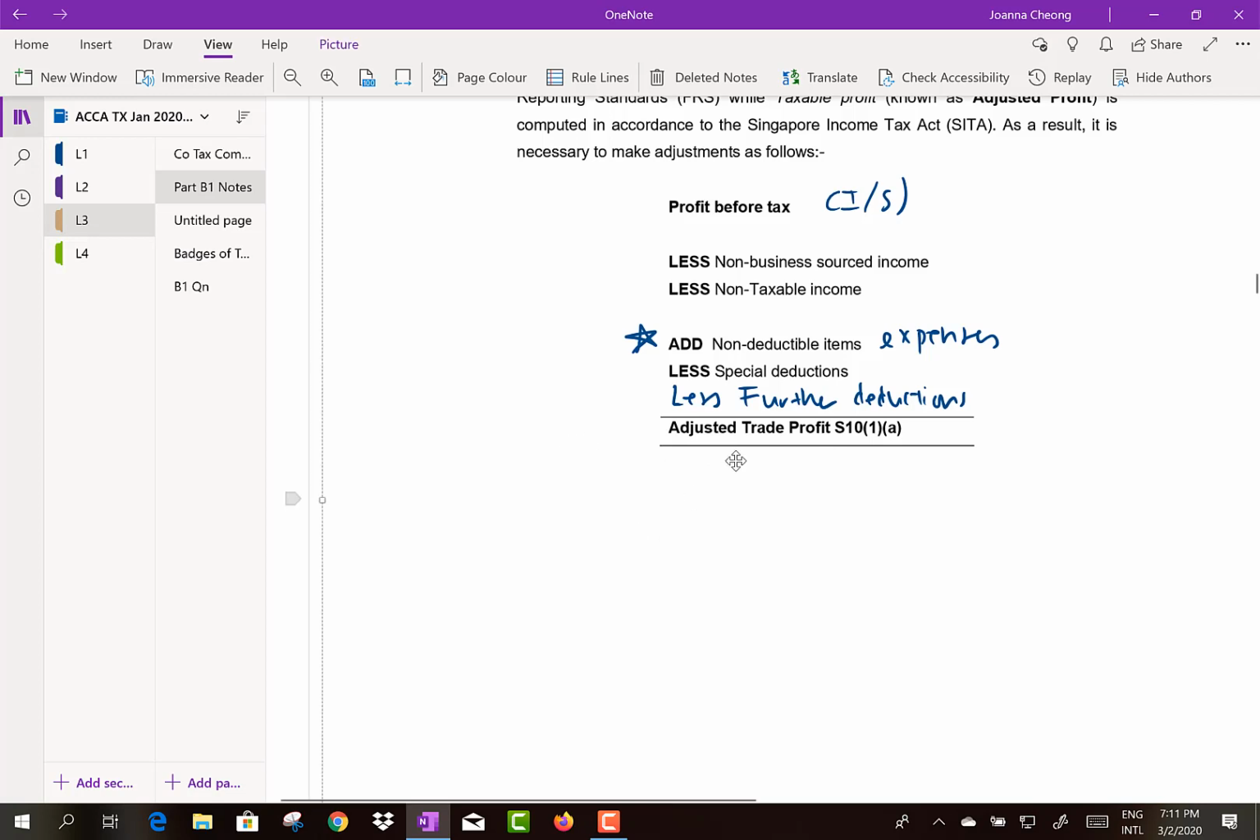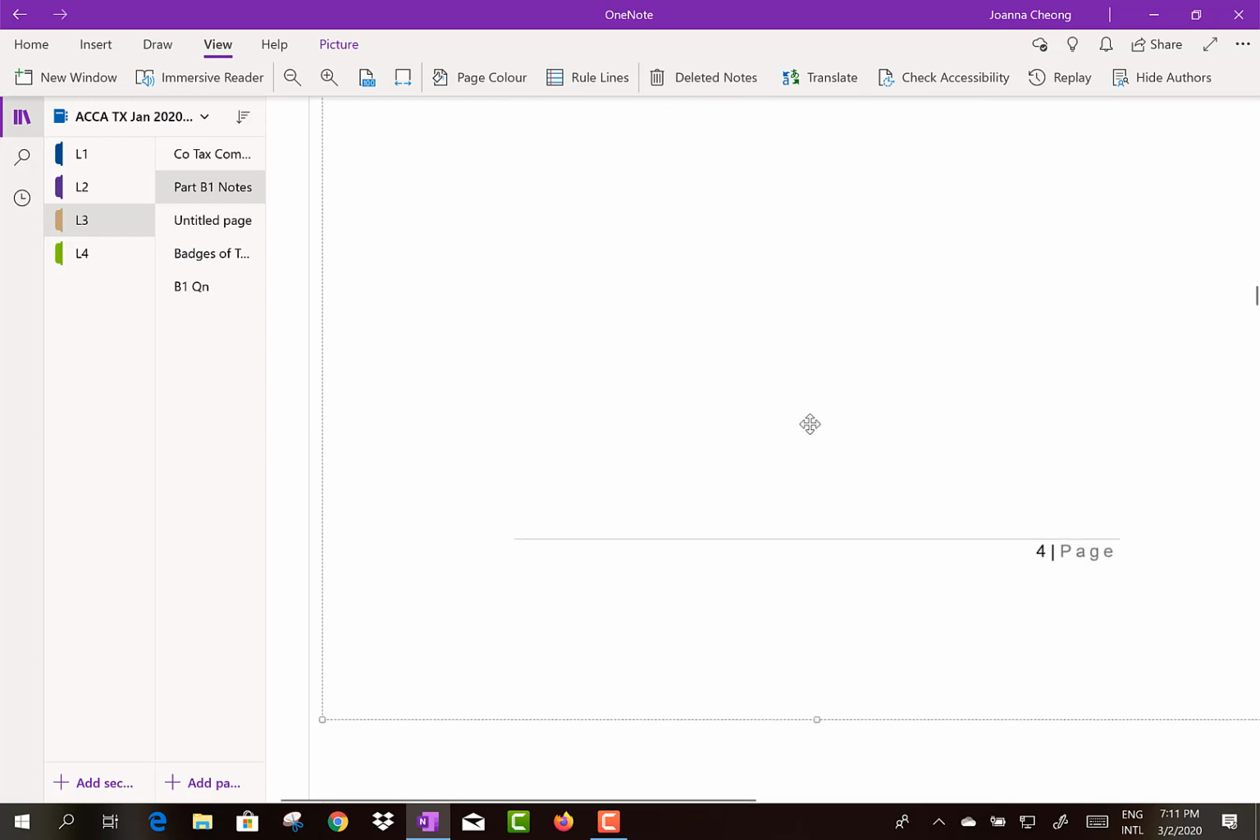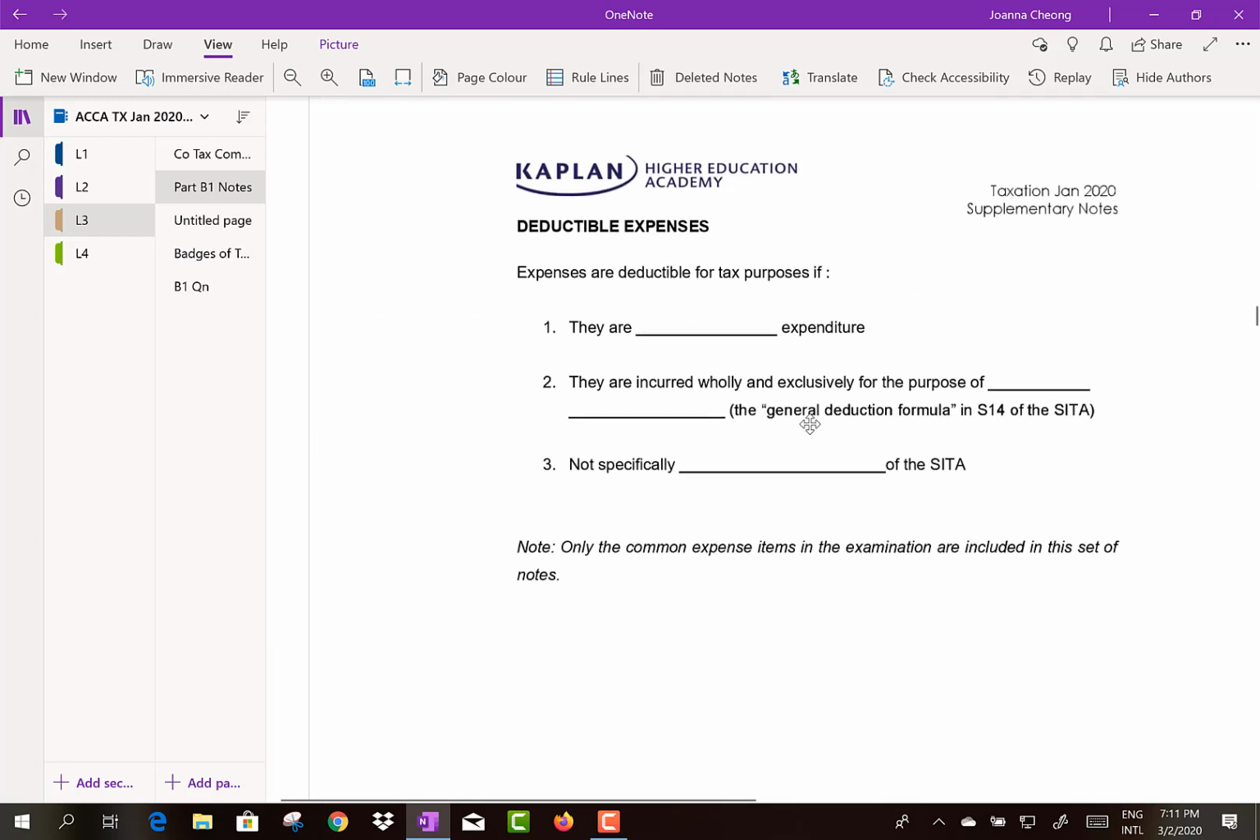Now, how do we know whether expenses are deductible? Because as far as the business is concerned, they incur all types of expenses. So on the next page, you will see what we call the general deduction rule. If you want expenses to be deductible, you must ensure that all these three conditions are fulfilled.